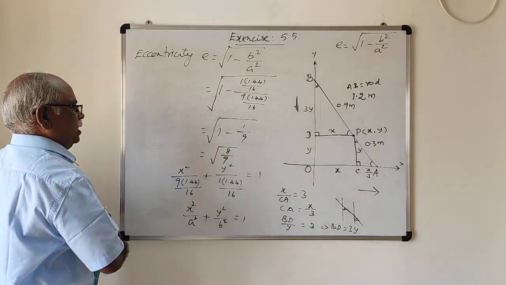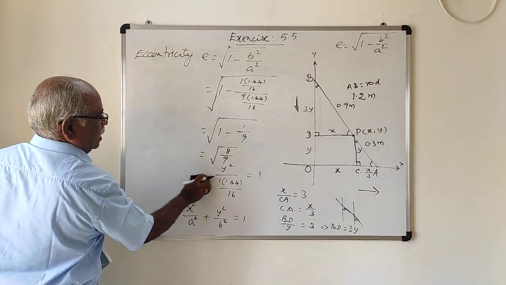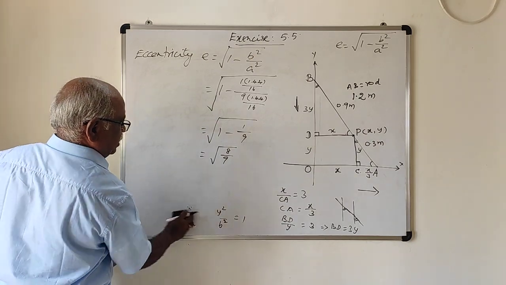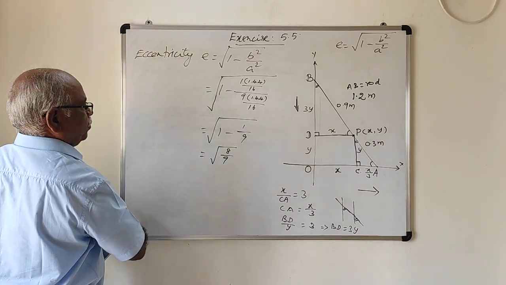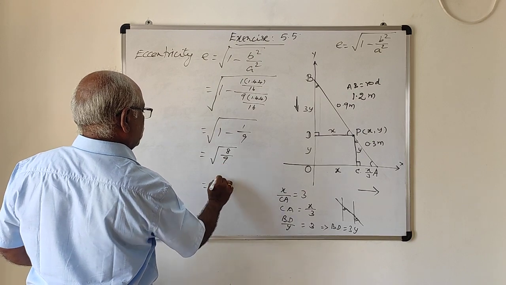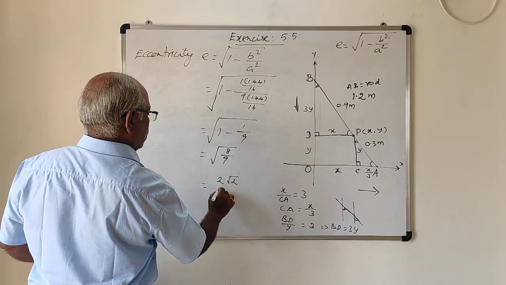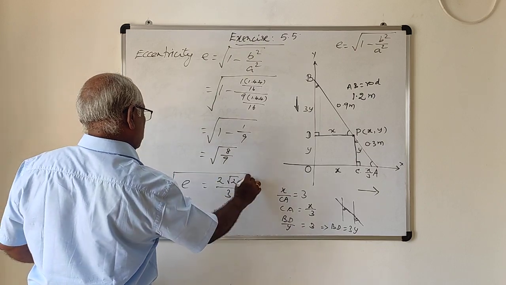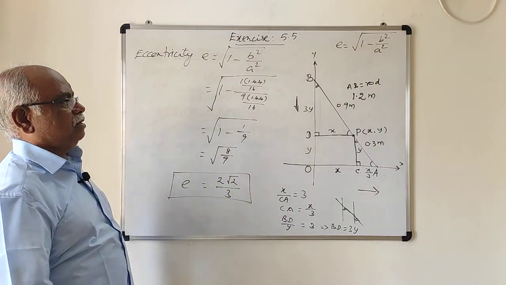So eccentricity is e equal to root of 8 by 9. Square root of 8 is 2 root 2, and square root of 9 is 3. So eccentricity equals 2 root 2 by 3. This is our required answer. That's all about the problem.